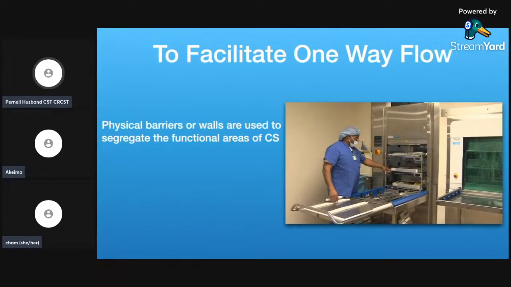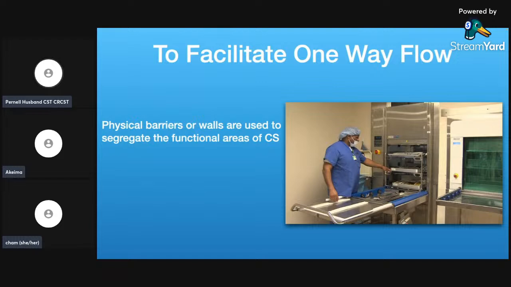To facilitate this one-way flow that's critically important to decreasing and preventing the chances of cross-contamination, physical barriers or walls are used to segregate the functional areas of the central sterile or central service department.